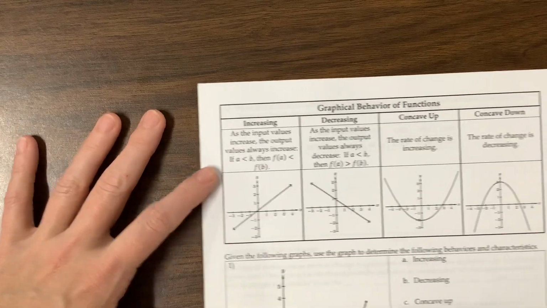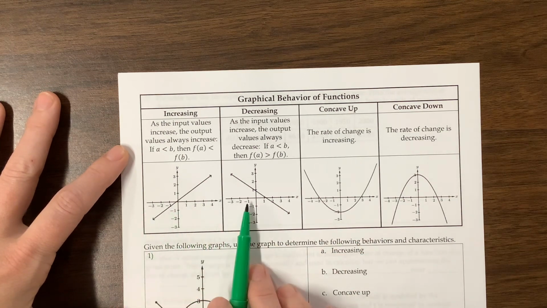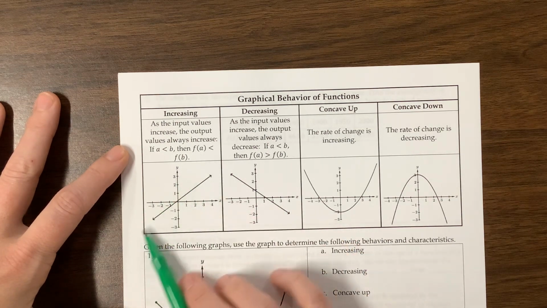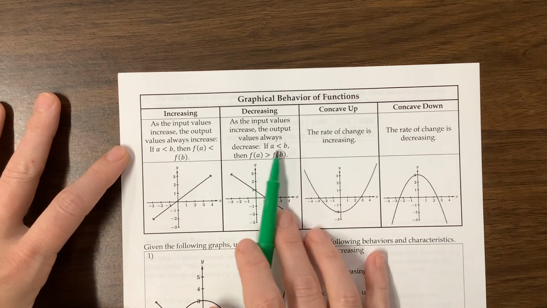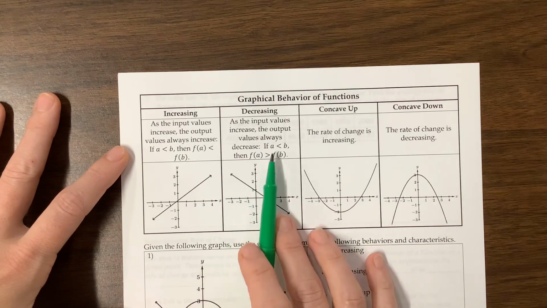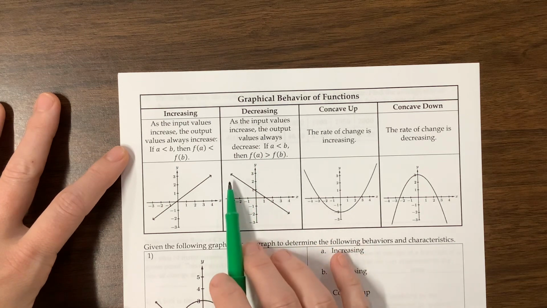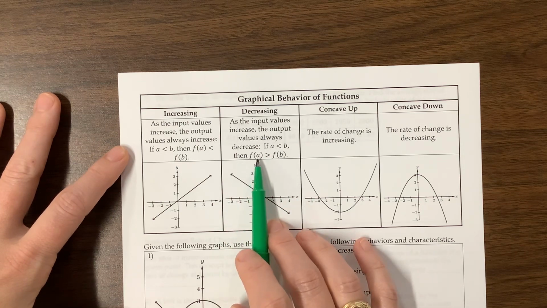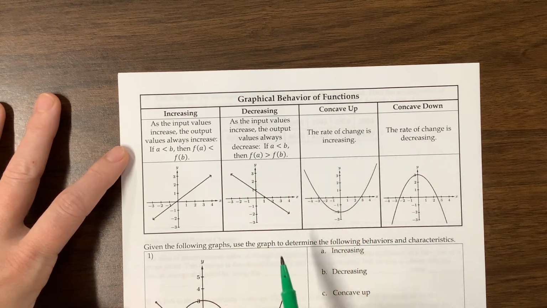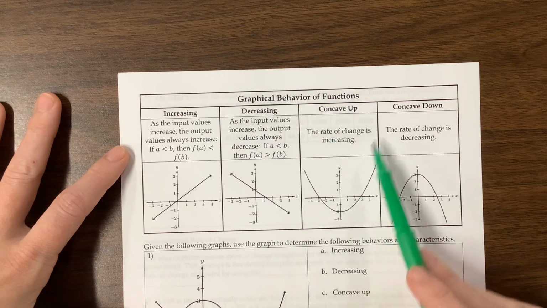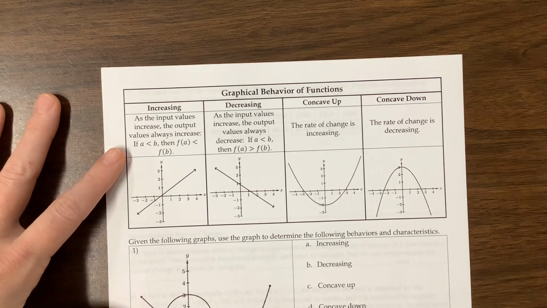Okay, so this I expect to be a review for you. The values are increasing: as the x value is getting bigger, the y value is also getting bigger. Here, if the x value a is less than b, so we're moving in this direction, then f of a is bigger than f of b. So the y values are doing the opposite there. They're decreasing. Anyway, the rate of change is increasing when it's concave up. The rate of change is decreasing when it's concave down.